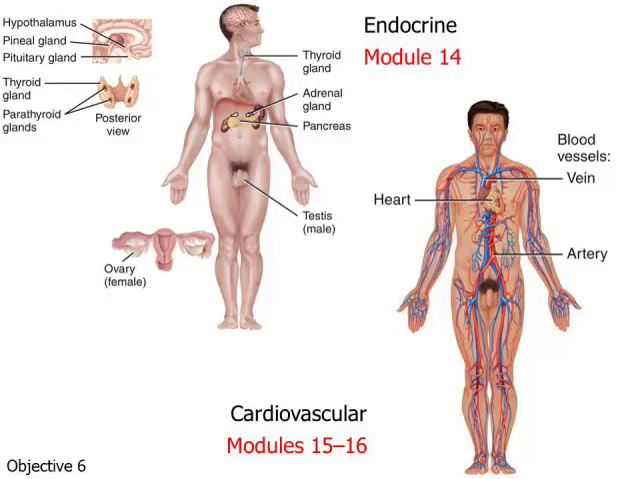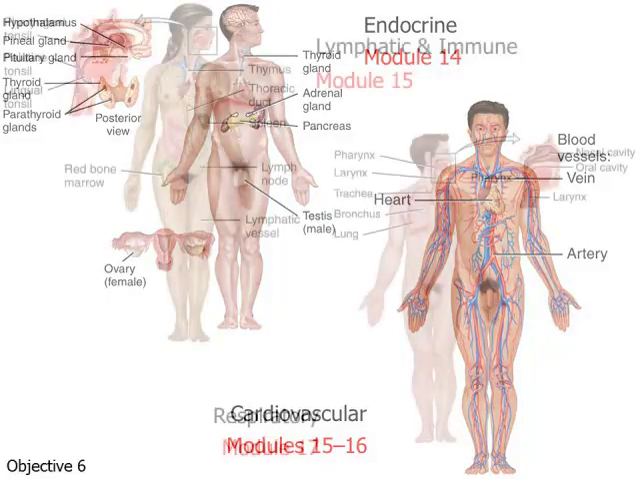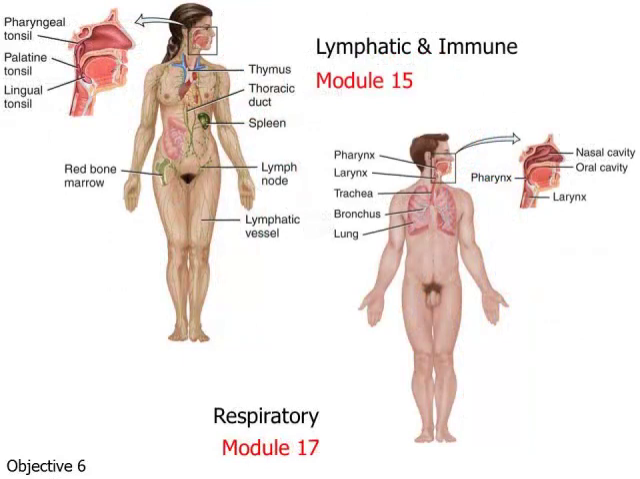In Module 15, we'll be looking at the defense systems of the human body and also the blood in the human body. What moves the blood around is the cardiovascular system itself, which we'll study in Module 16. So as I said, the defensive systems of the body we're covering in Module 15. That includes the lymphatic and immune systems.